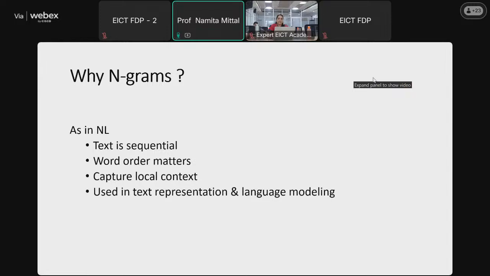Now the question is why it is needed, why are we studying it? In natural language processing, natural language is text, and text is sequential, like forecasting is sequential, and time series is sequential. एक के बाद एक आता है. So text is sequential, and as we have understood, the word order matters a lot. The local context is also very important. What has been said before this word matters a lot. So it is used in text representation and language modeling. That's why n-gram is important.